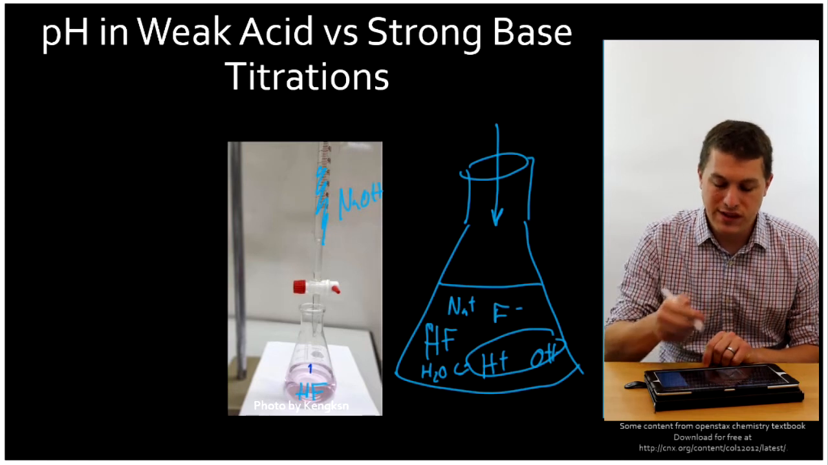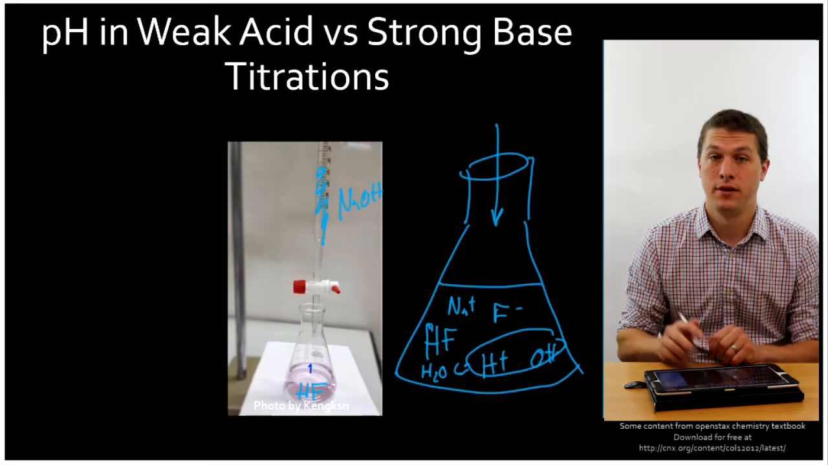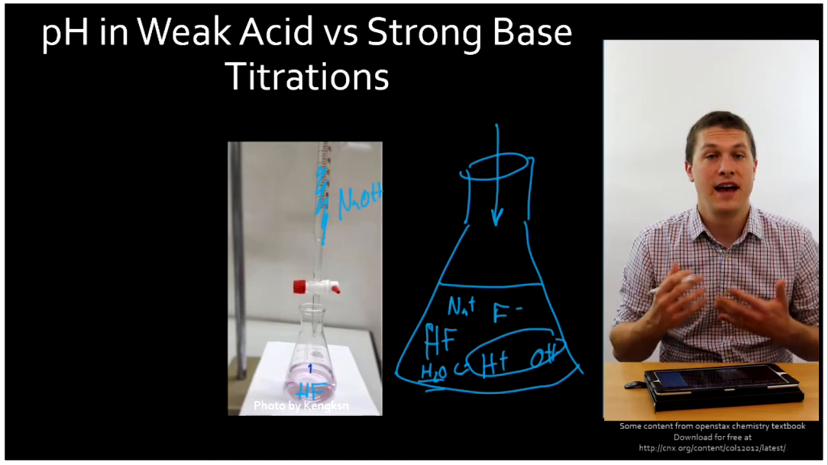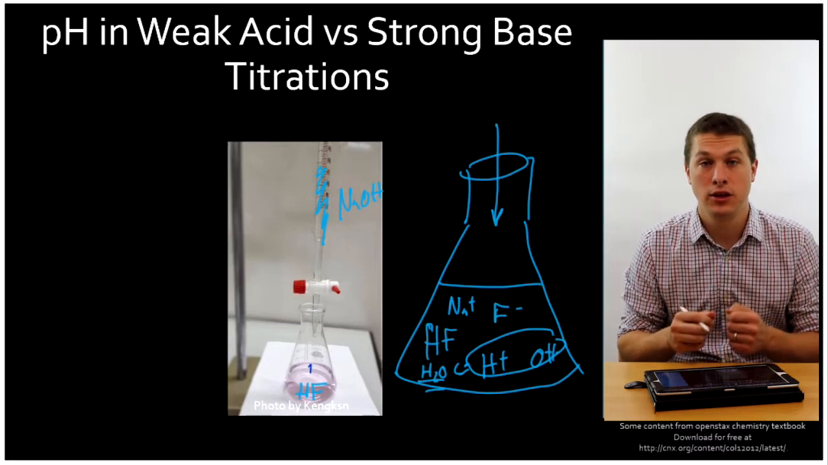Our goal in this video is going to be to track that pH as the reaction runs. Notice if we add just the right amount of sodium hydroxide so that it's equal to the HF, then we'll have only water left. All of our HF will be gone. That's called the equivalence point, when the acid and base are exactly equal to each other.